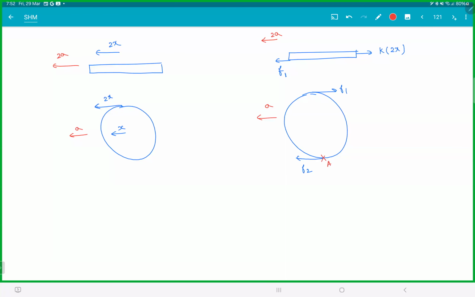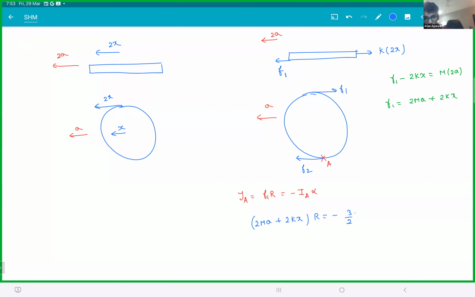Now, if you take torque about this point here, torque about A will be simply F1 into 2R is equal to minus I_A alpha. And from here, we can see F1 minus 2kx is equal to m into 2a. From here, I get F1 as 2ma plus 2kx. Take this and dump it here: 2ma plus 2kx into 2R is equal to minus I_A alpha. It's a solid cylinder, so should be 2R, right?